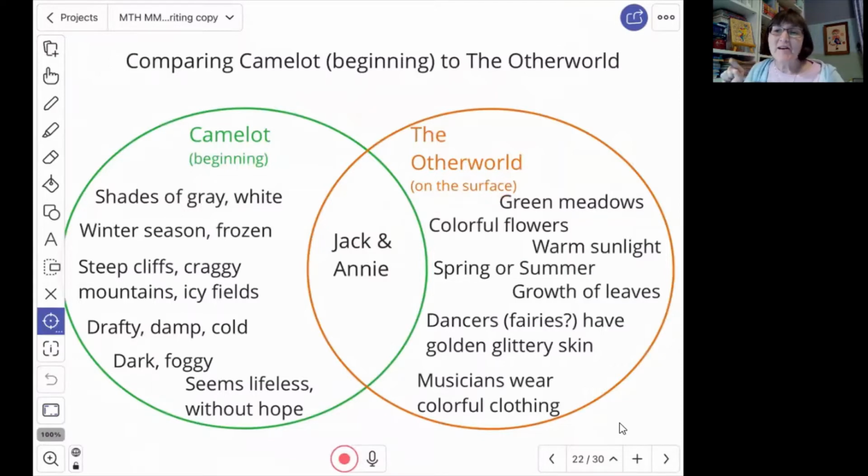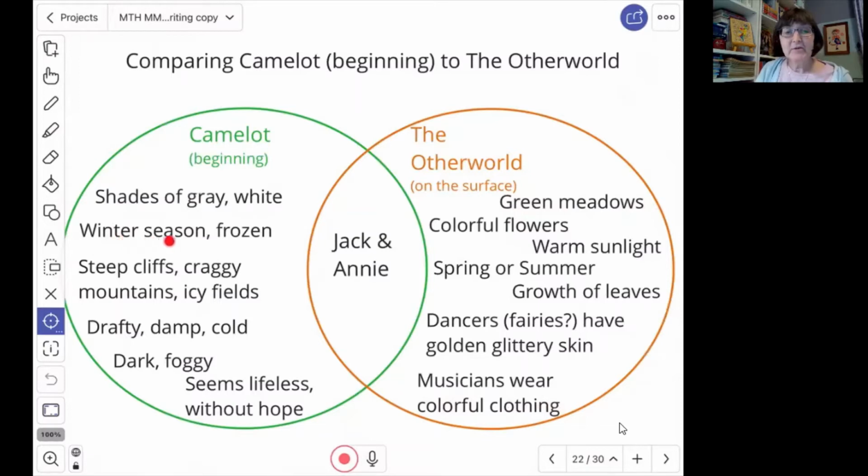Later, I'm going to talk about the other world when we look below the surface, when we look deeper. But this orange circle is when we look on the surface, kind of their first view of the other world. So let's look first at Camelot from the beginning of the story. Shades of gray and white, okay, the colors. Meanwhile, over in the other world, there were green meadows. The musicians were wearing colorful clothing. Okay, so there was more color in the other world.